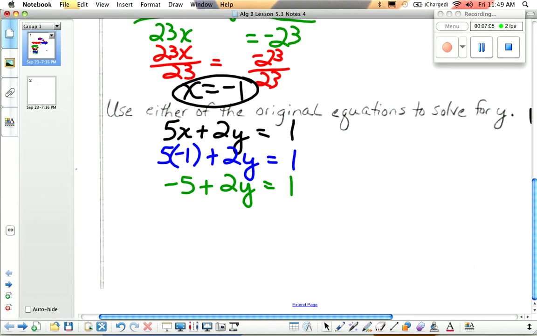How do I solve that? What do I do next? Add 5. Okay, our negative number is being added to the 2y, so we add its opposite. Add 5 to both sides. And we have our 2y by itself now, and a 6 on the other side.